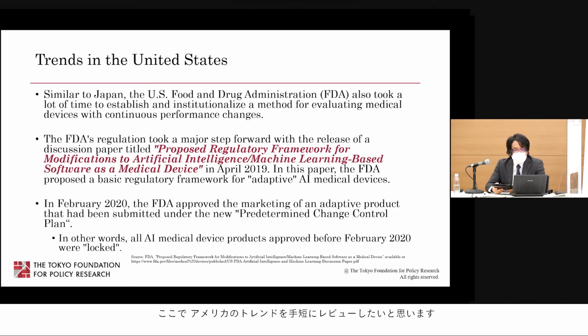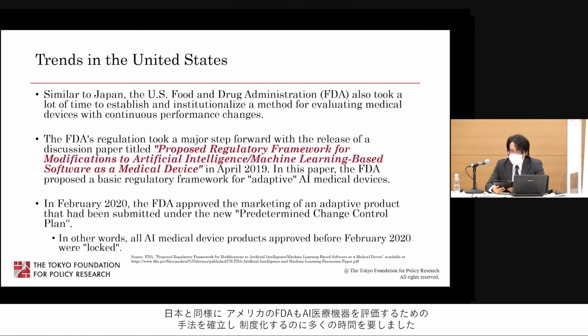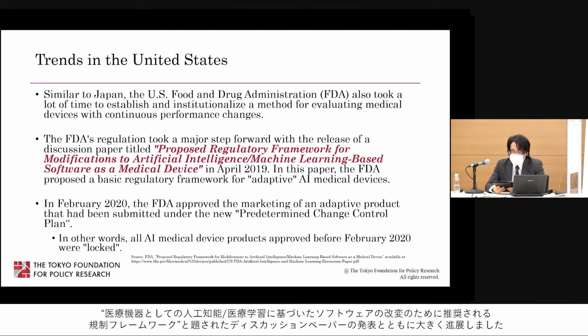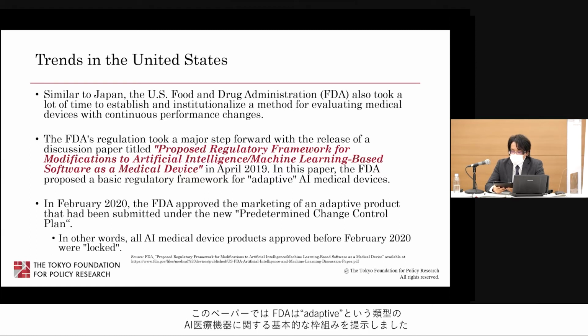Here, I would like to briefly review the trends in the United States. Actually, similar to Japan, the US FDA also took a lot of time to establish and institutionalize a method for evaluating medical device, AI medical device. The FDA's regulation took a major step forward with the release of a discussion paper titled Proposed Regulatory Framework for Modifications to Artificial Intelligence, Machine Learning-Based Software as a Medical Device, in April 2019. In this paper, the FDA proposed a basic regulatory framework for adaptive AI medical device. Adaptive means continuously changing functions.